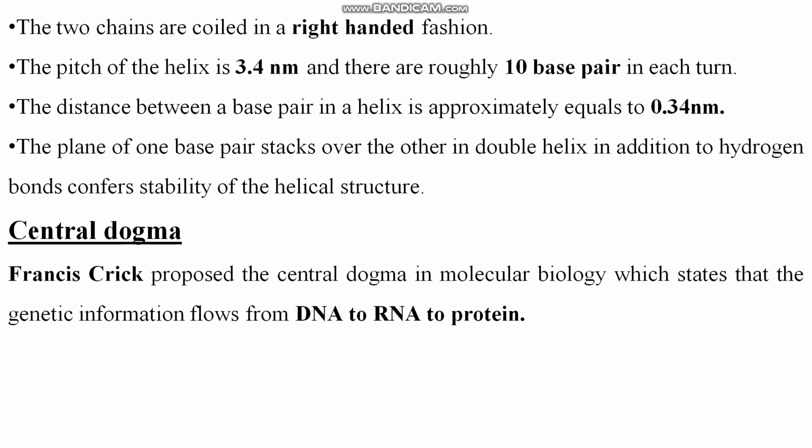What is the central dogma? It is proposed by Francis Crick, which states that genetic information flows from DNA to RNA and RNA to protein. Clear? DNA to RNA, RNA to protein. Formation of DNA from DNA is replication. Formation of RNA from DNA is transcription, and formation of protein from RNA is called translation. Clear? We will study it one by one.